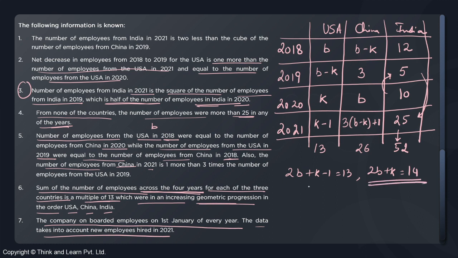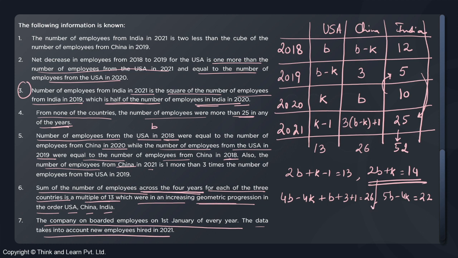Look at China. It is B plus B minus K plus 3 times of B minus K plus 1 plus 3 is 26. Let's calculate that as well. It is 4 times of B minus K, that is 4B minus 4K. Apart from that, there is a B, a 3, and a 1. This all is 26. So from here, I get 5B minus 4K is equal to 22.